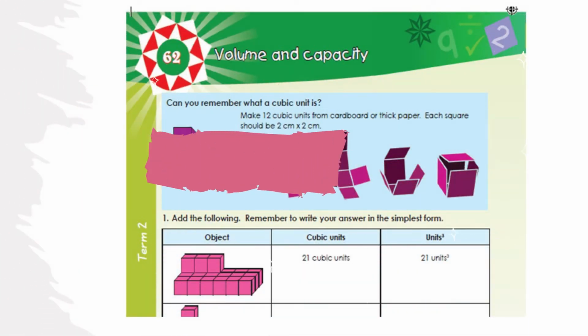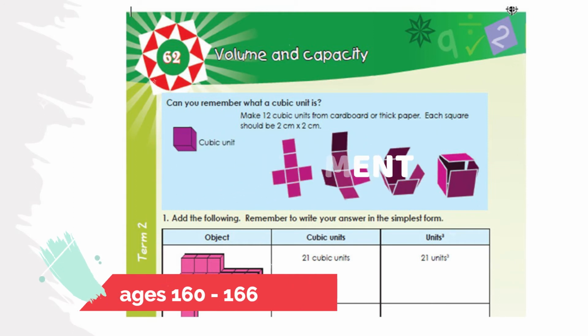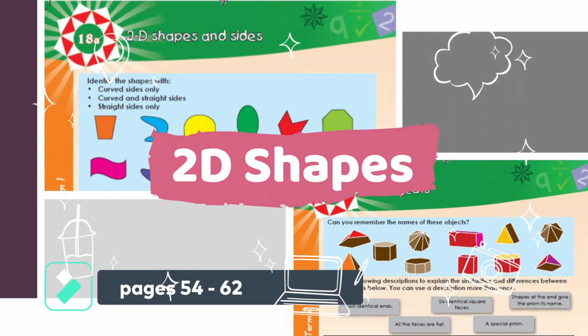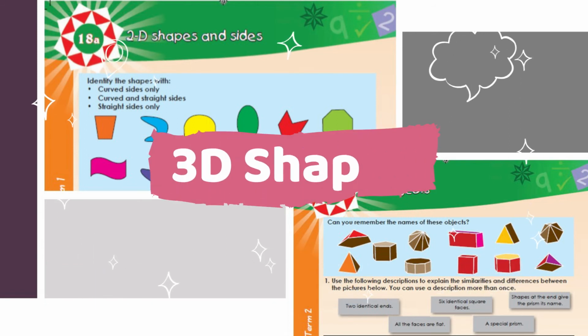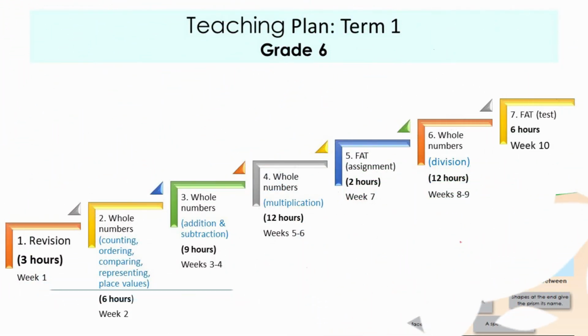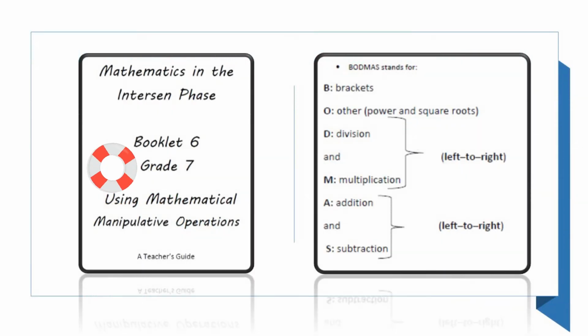Revision exercises for measurement include area and perimeter, volume, mass and weight in the revision section. Further exercises on time, volume and capacity are found on pages 160 to 166. 2D shape exercises are found on pages 54 to 62. Exercises on 3D objects are found from page 94 to 96. Remember to refer back to the revised teaching plan for the Grade 6s in terms of topics that should be covered in Term 1. Let's look at the Grade 7 booklet.